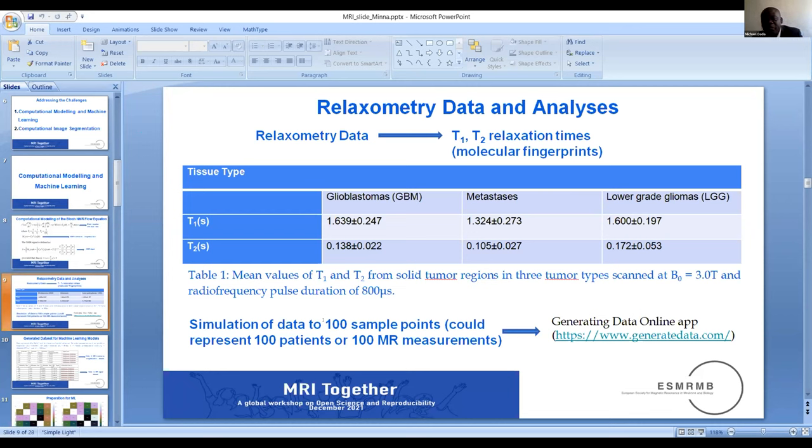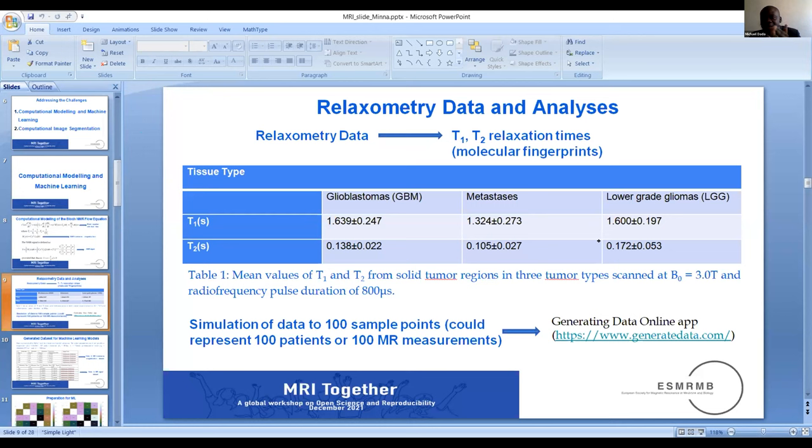So now what we did is that we picked three classes of tumors: glioblastoma multiforme, metastasis, and low-grade glioma. We got their T1 and T2 relaxation times. Now, we had to make an assumption here. The assumption we made is that you observe that this data are ranges. So we made an assumption that, okay, let us see if we could simulate data points between these ranges.